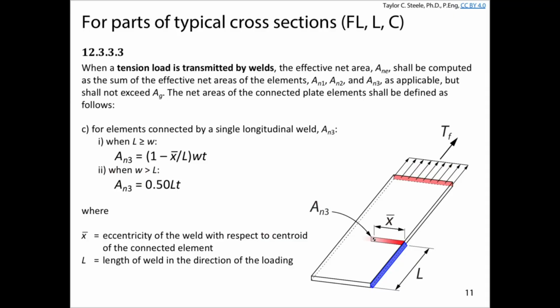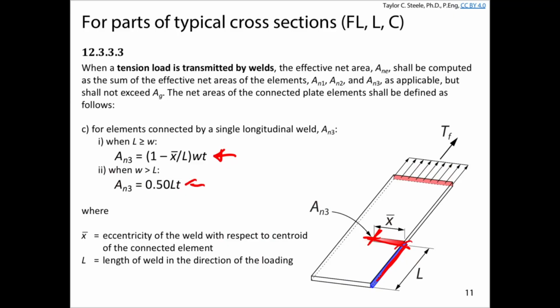For quite long welds, so if L is greater than W, we've seen a factor that looks something like this before when we talked about bolted tension members. This is the shear lag factor that I showed in lecture, 1 minus x bar over L. X bar is the distance of the centroid of the section away from the weld. So the weld is here, the centroid is here, and the perpendicular distance between the weld and the centroid is x bar. For longer welds, we can take a shear lag factor of 1 minus x bar over L times WT. And for shorter welds, we just get half of LT.